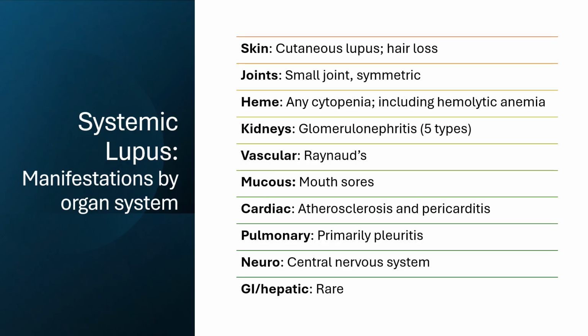Neurologic involvement is also present in lupus. It can affect the peripheral nervous system, but not commonly. More often, you're going to see central nervous system involvement. Now, when we think about central nervous system involvement with lupus, this can be a little bit controversial. The experts will go back and forth about what manifestations actually constitute a CNS manifestation of lupus.